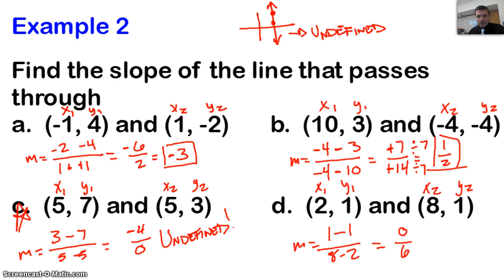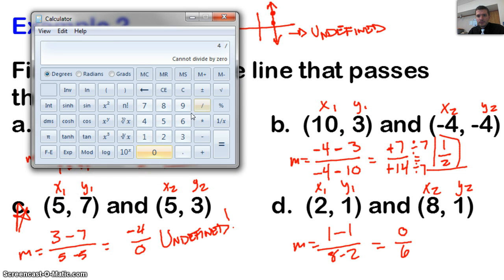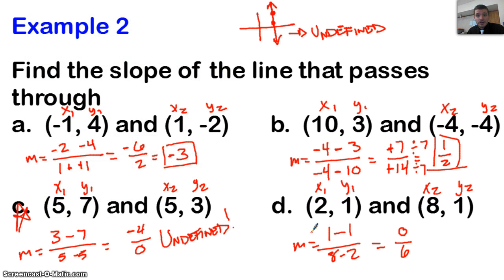Now again, we can try it again with our calculator. If you do 0, whoops, so clear it. 0 divided by 6 is 0. Okay, now again, you shouldn't have to use your calculator for that, but I just did it for show. So again, the slope here should be 0, and there you go. All right, let's keep going.